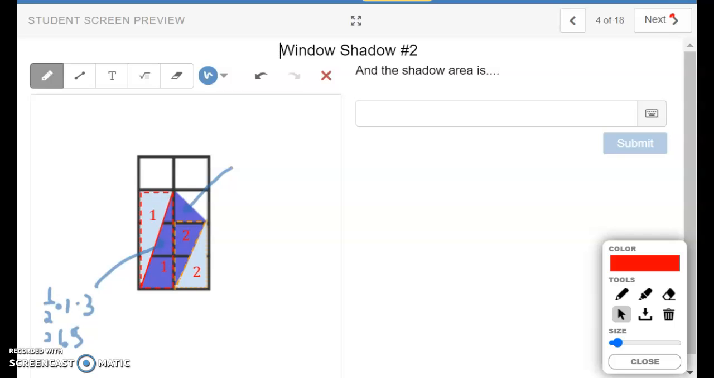What about this area? This area is half times what is the base? It's just 1. What is the height? Also 1, which is 0.5 units squared. What about this triangle? It's going to be half times base is 1 unit, height is 2 units, so that's going to be 1 unit squared. So we are adding 1.5 plus 0.5 plus 1. That leaves me with a total area of 3 units squared.